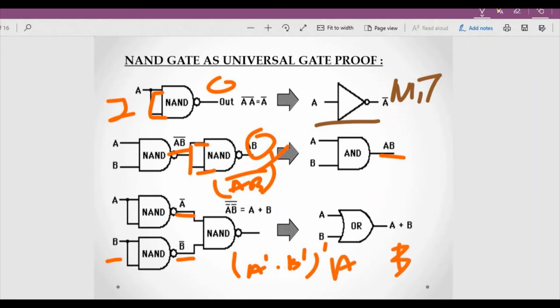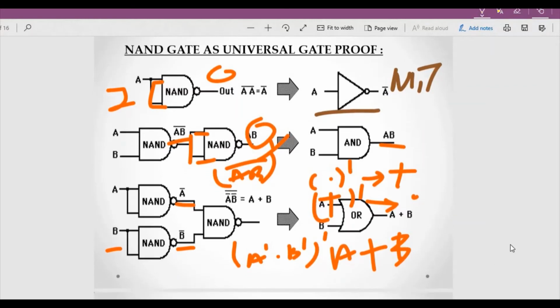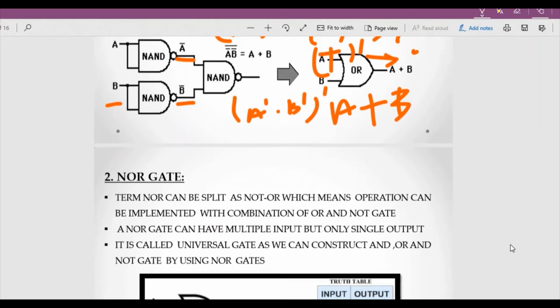And what is the complement of dot? It is plus. Always remember, the complement of dot is plus, and the complement of plus is dot. I mean to say that if this is a dot and you take its complement, it gives you plus, and if you take the complement of plus, you get a dot. This is what you need to remember. So this is the proof of the NAND gate as a universal gate.